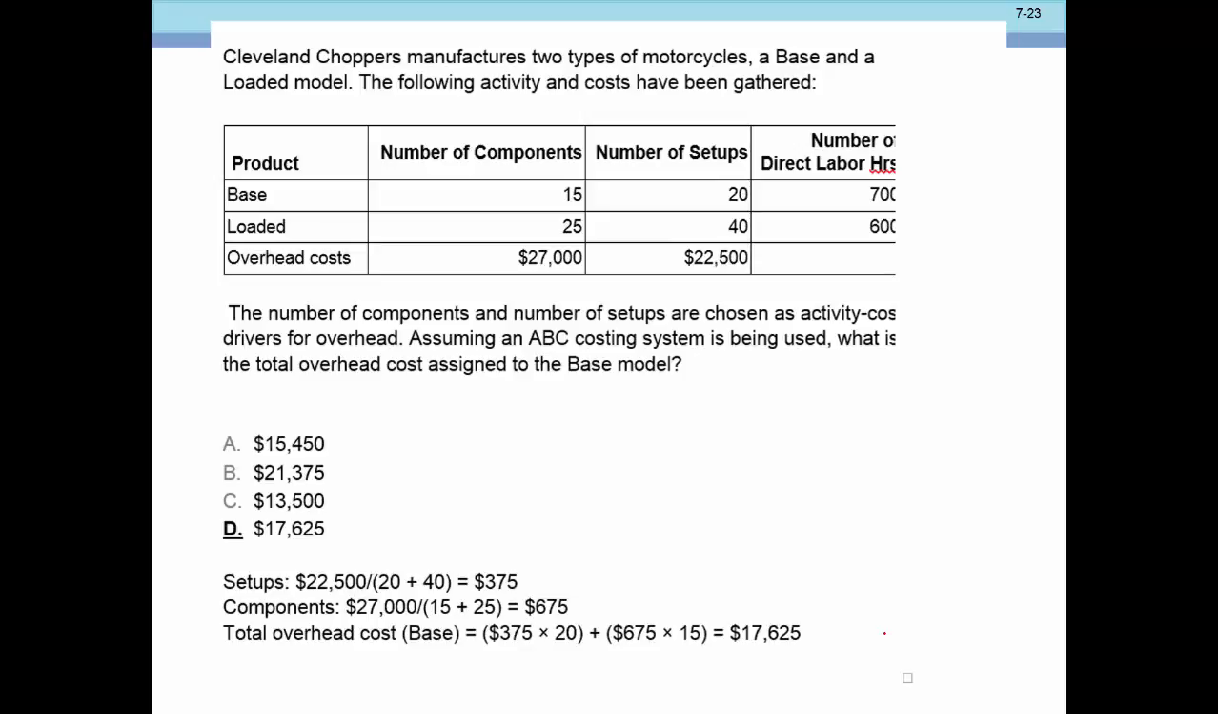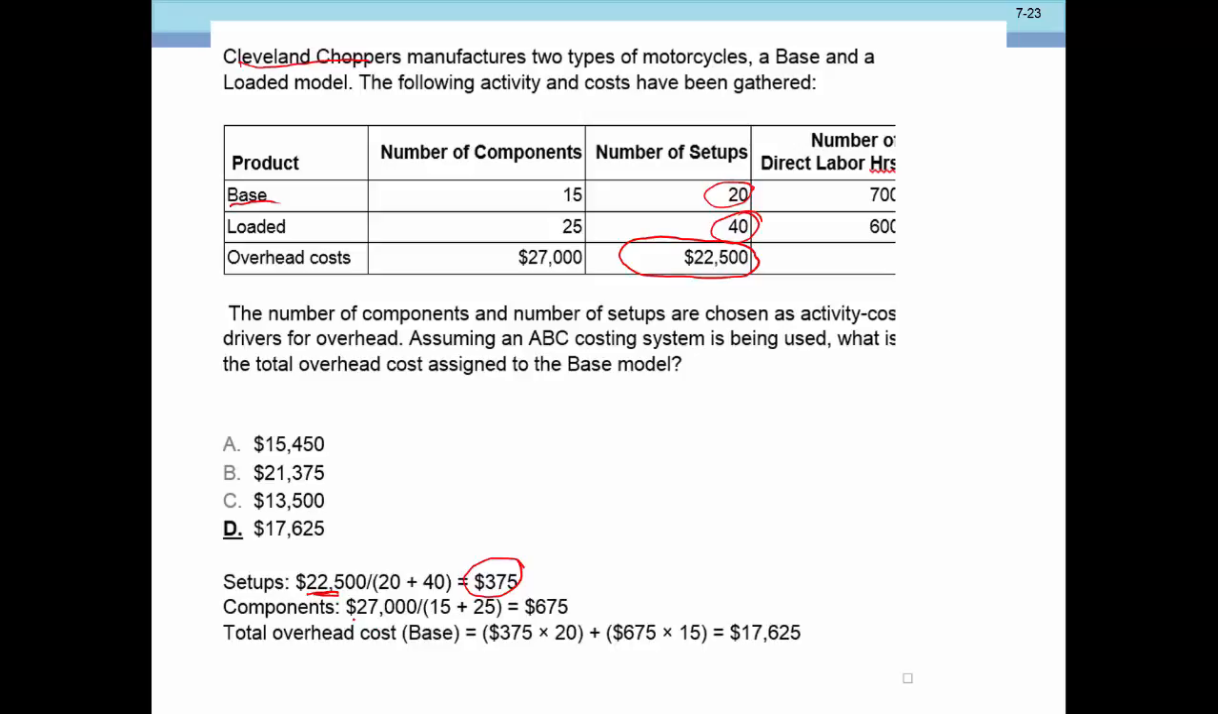Okay, so what happens? They have the amount of cost that we want to assign to the base model. Oh, this is a little interesting because it's choppers. Not that I ride a chopper, but I can understand the appreciation of those. They want us to figure out what the cost of the base unit is, so for the number of setups, it's 22,500, and we're going to come up with a cost per setup of $375, with 20 setups for the base and 40 for the loaded. And so that gives us $375.